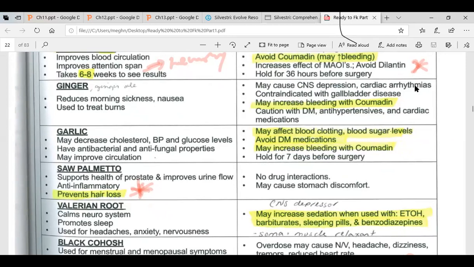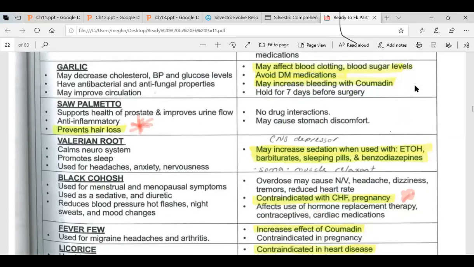What is the most important thing to know for the NCLEX board exam? If a patient has to take a blood thinner like warfarin or heparin or Coumadin, tell them not to take ginger together. Then another one is garlic.